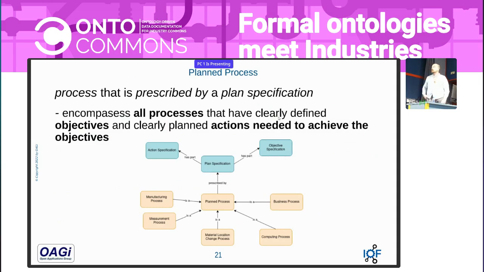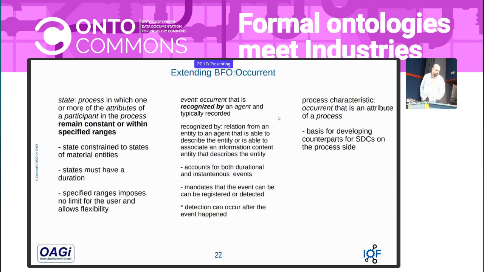Planned process is the main point of the occurrent class, and that is a process that is prescribed by a plan specification. For the sake of time, as I already went through this with plan specification, it encompasses a wide array of processes, and that is things such as manufacturing, computing, location change, measurement, and business processes. But not all activities are planned. So the BFO introduced several other occurrent classes.